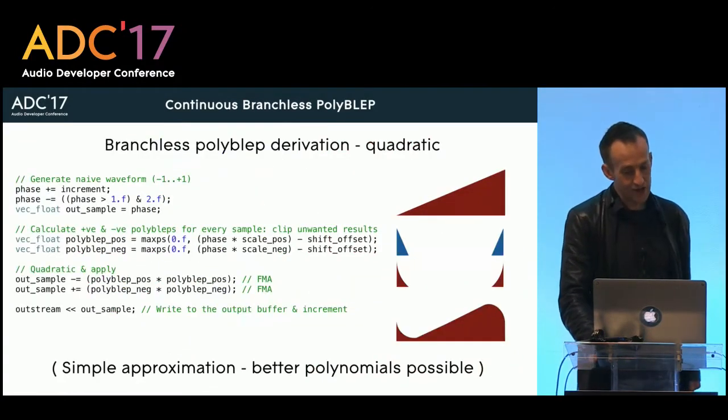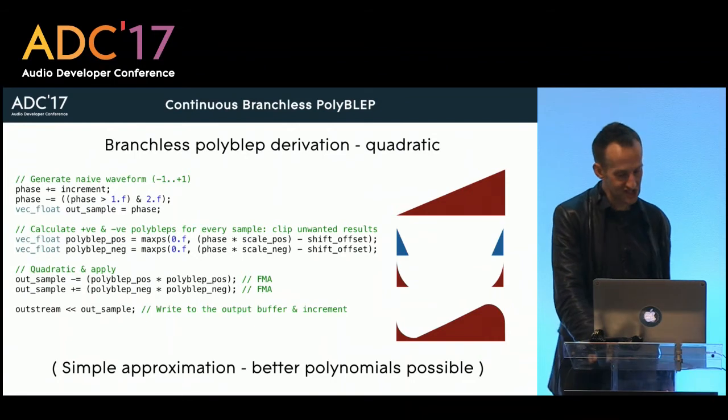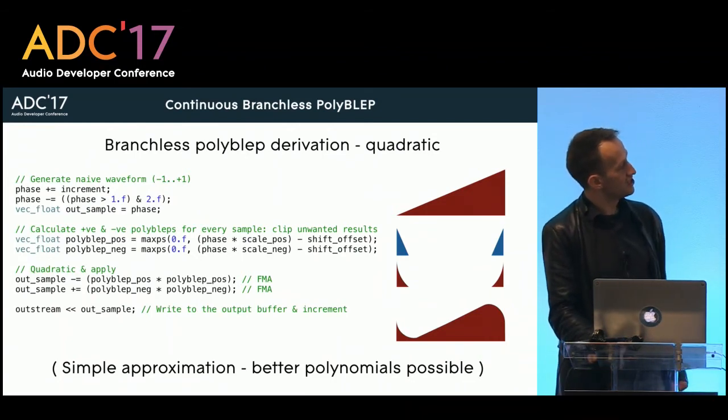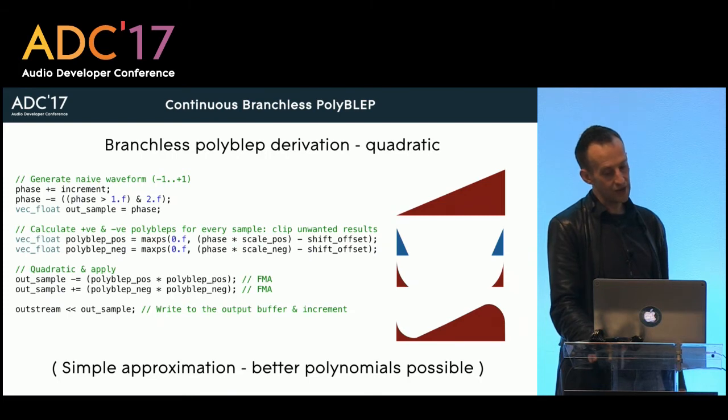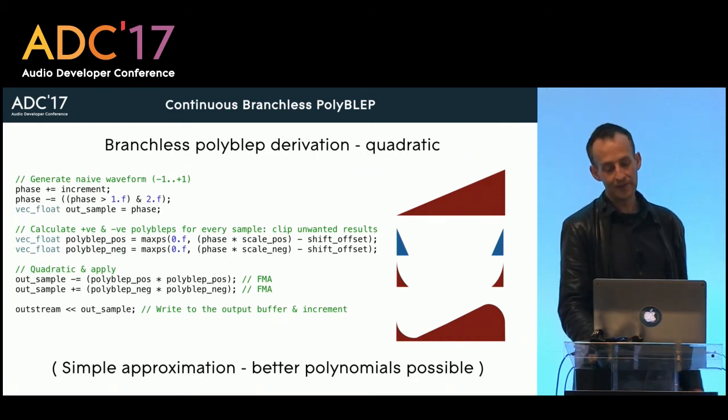But fortunately, we can rewrite this branchlessly, and there's a fairly crude visualization of what that's doing on the right there. We have the simple naive phase increment running -1 to +1. We then can generate some windowed shapes off of that, which we can then shape with a simple quadratic polynomial.